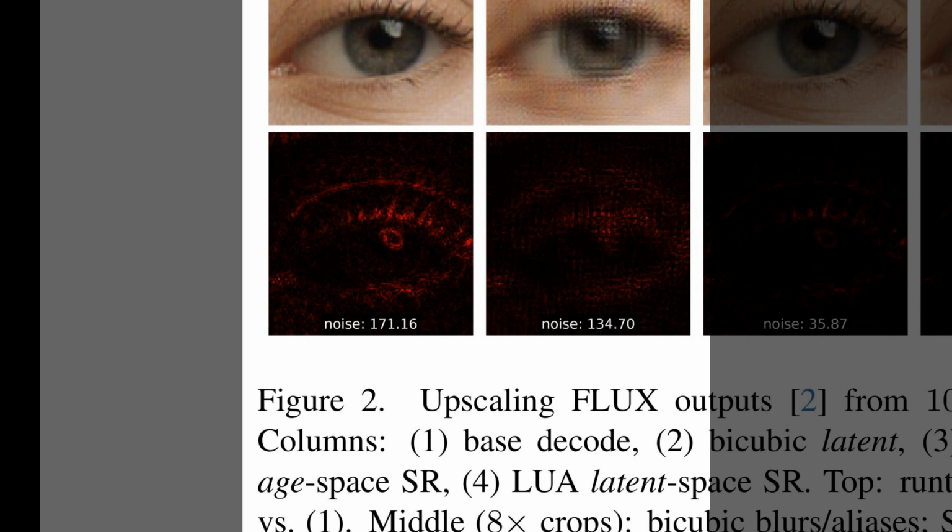The bottom Laplacian variance maps, which visualize residual noise by making darker regions mean less noise, reveal LUA with the lowest noise. For runtime, SwinIR adds about 8 seconds. LUA adds about 5 seconds.